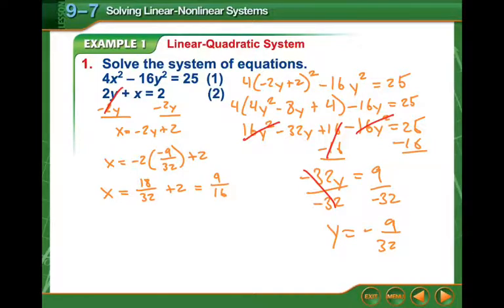And then we have this 2, so we need that in terms of sixteenths in order to add. So that'd be 32 sixteenths. And adding across the top gives us our x. 9 plus 32 would be 41 sixteenths.